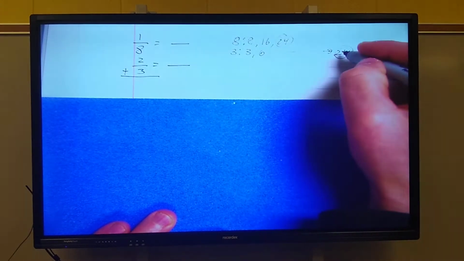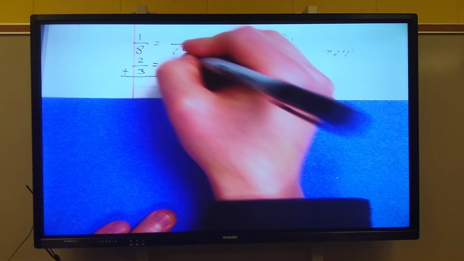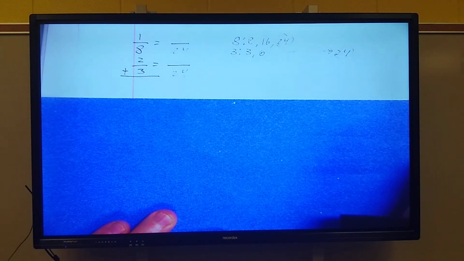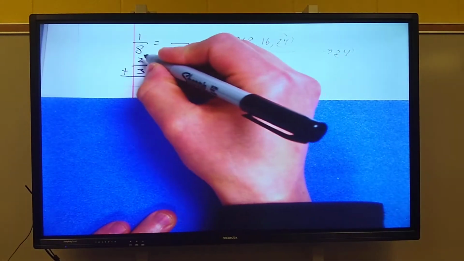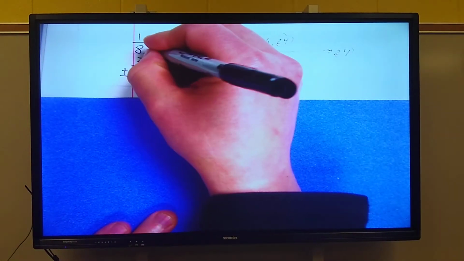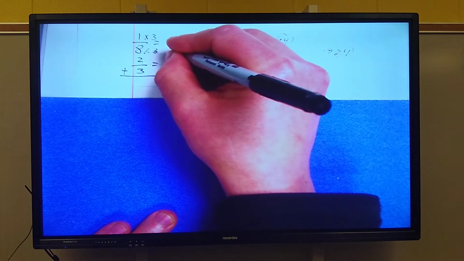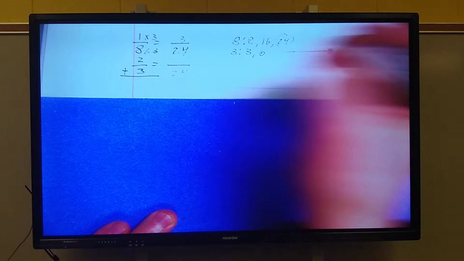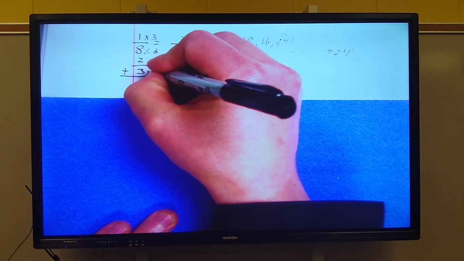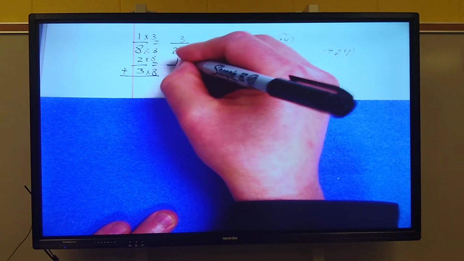Because I know 3 times 8 is 24. 24 is going to be it. So, 24, 24. Now, let's find our new numerators. What times 8 equals 24? 3. 1 times 3 is 3. What times 3 equals 24? 8. So 2 times 8 is 16.